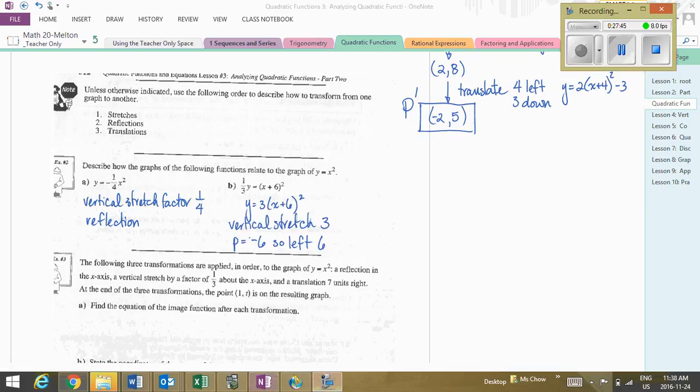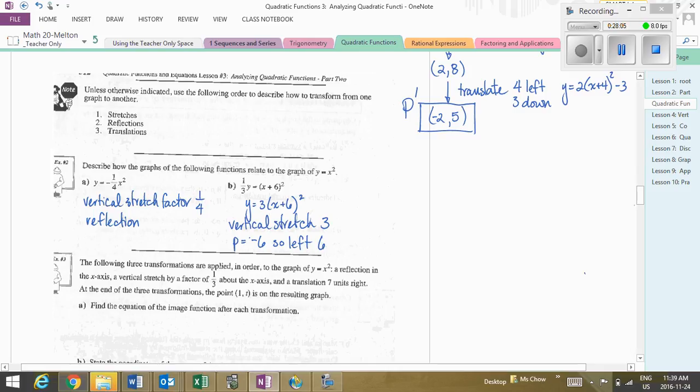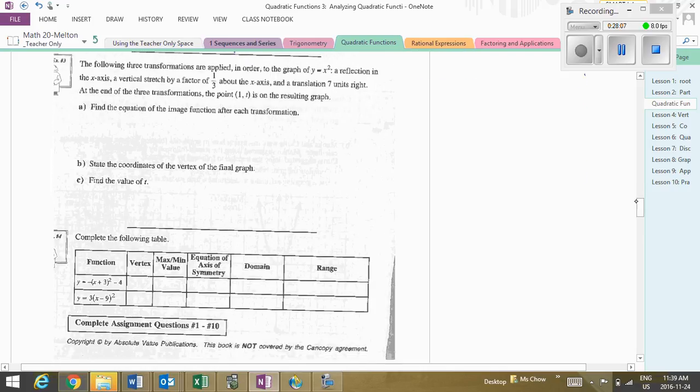So in the second one, we're going to rearrange it to isolate y, so we can multiply both sides by 3, so y is equal to 3 times (x plus 6) all squared. That tells us that there's a vertical stretch factor of 3, and the p-value is negative 6, so we're going left 6 units.